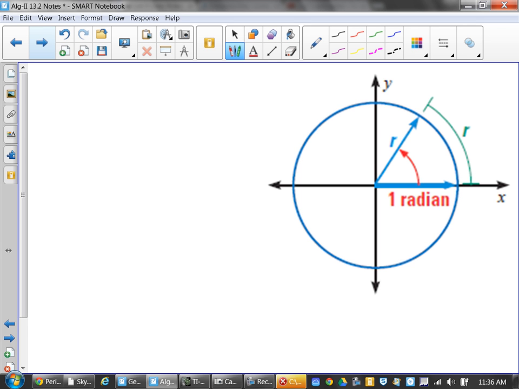Radians are measured on the circumference of a circle. You did arc length. Now, how do you find the circumference of a circle? 2 pi r. So it's 2 times pi times the radius. If your radius is 1, what's your circumference? 2 pi. So that means to go all the way around the circle is 2 pi. You okay on that?